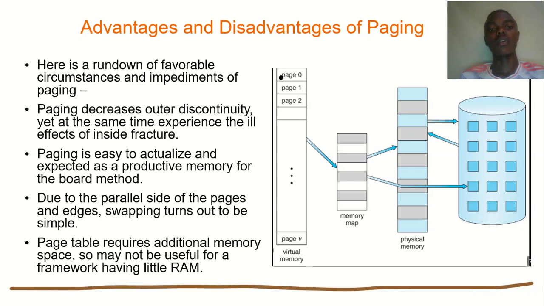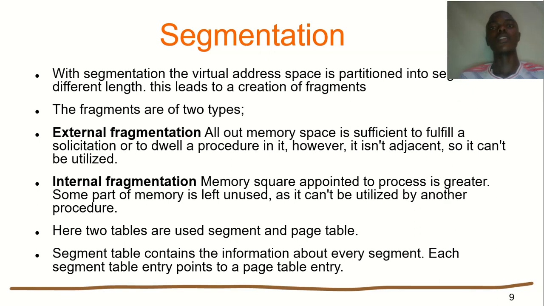The page table requires additional memory space, so it may not be useful for systems having little RAM. You see, the last point is a disadvantage of paging, since it requires additional memory. As I said, for Linux users, they have to get a partition on their hard disk to call it the swap space. So that additional memory space needed might not always be available. Okay, continue. Now this brings us to segmentation.